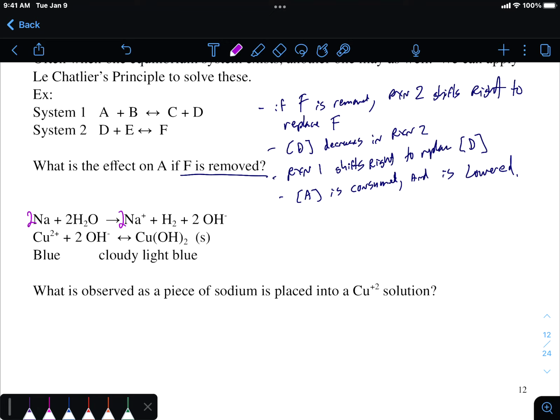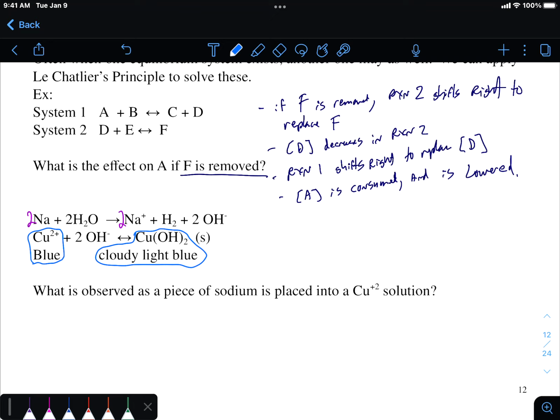So sodium reacts with water. Active metals in water produce hydrogen gas and produce hydroxide. Okay. Then, if we take copper ion and we mix it in, the copper precipitates with the hydroxide and forms copper hydroxide precipitate. The color of the copper ion is a translucent blue. That's blue. Whereas the copper hydroxide is cloudy, light blue, or chunky, depending on how you're viewing it. So, what is observed as a piece of sodium is placed into copper solution?